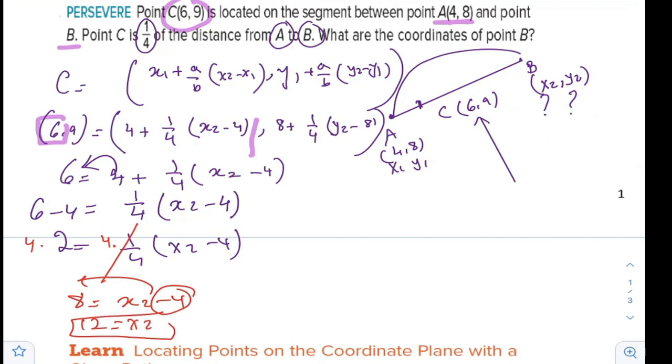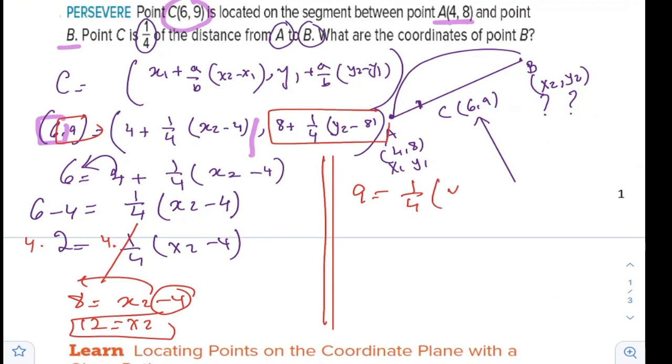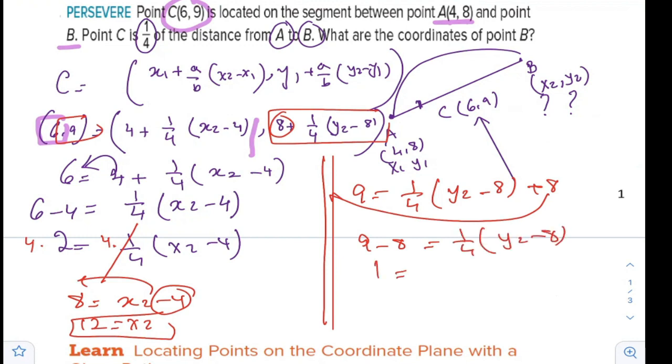Now, all what we have done will be repeated for y. Same procedure again for y. So we will take the other part. 9 is equal to 1 over 4 y2 minus 8 plus 8. And I'll take 8 to that side. So now minus 8 is equal to 1 over 4 y2 minus 8. 1 is equal to 1 over 4 y2 minus 8. Of course, 8 before, 8 after, it doesn't matter because we are adding here.